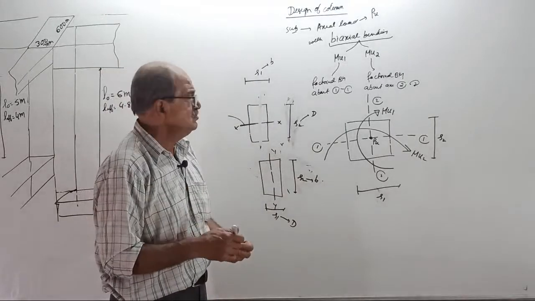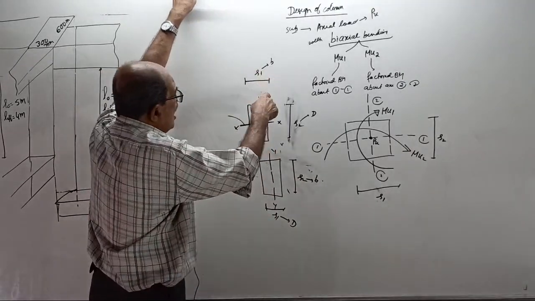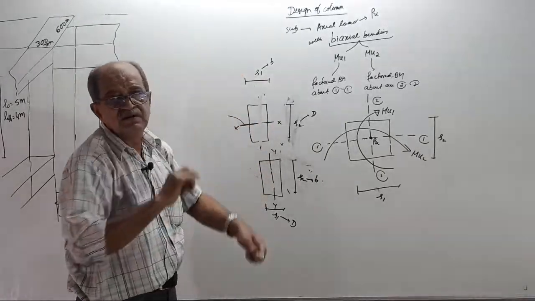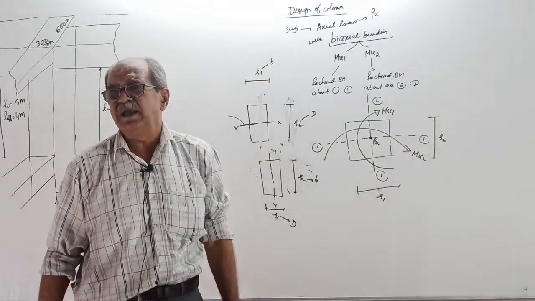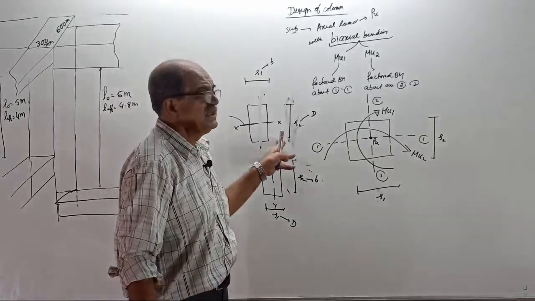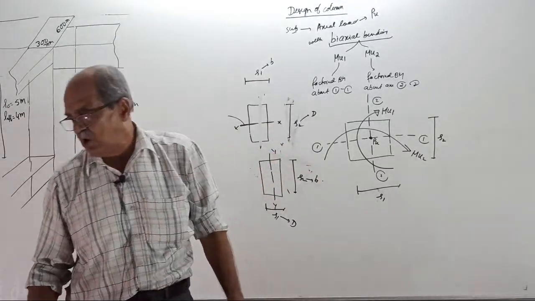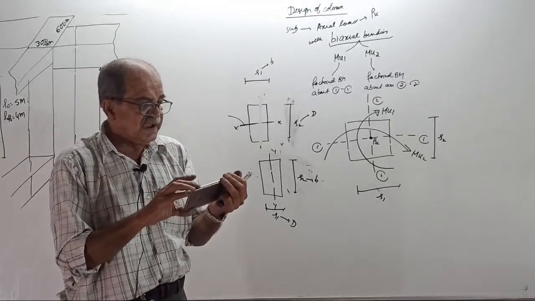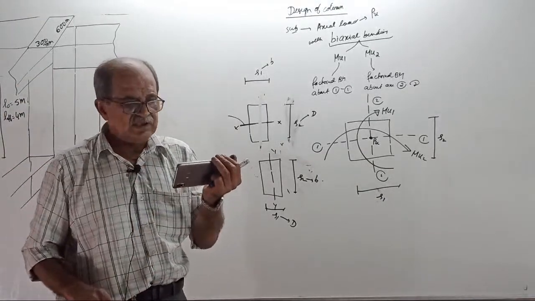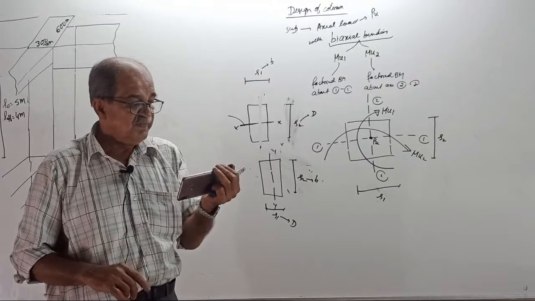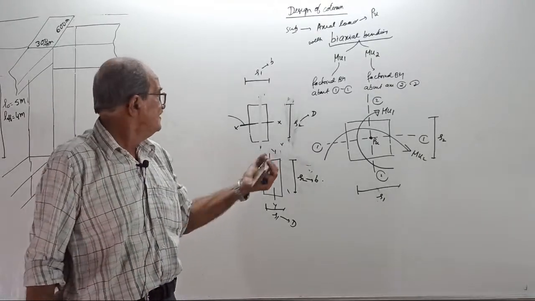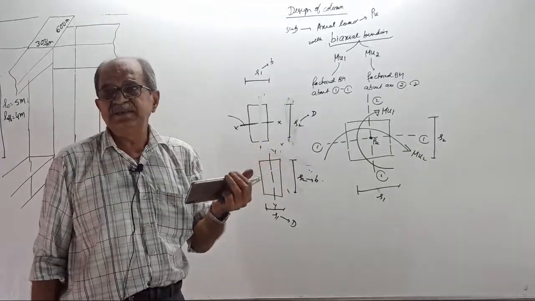Therefore, tell me now, is this column section stronger about XX or YY? Answer. Only one will give the answer. Okay. Is this column section stronger about XX or YY? Fast. Which axis? Is this section stronger about XX or YY?